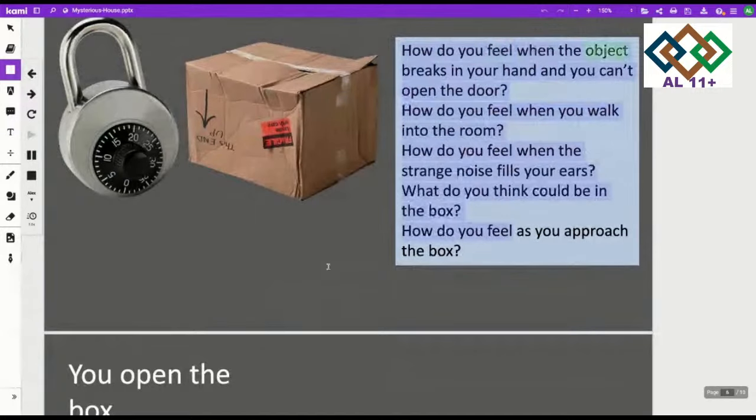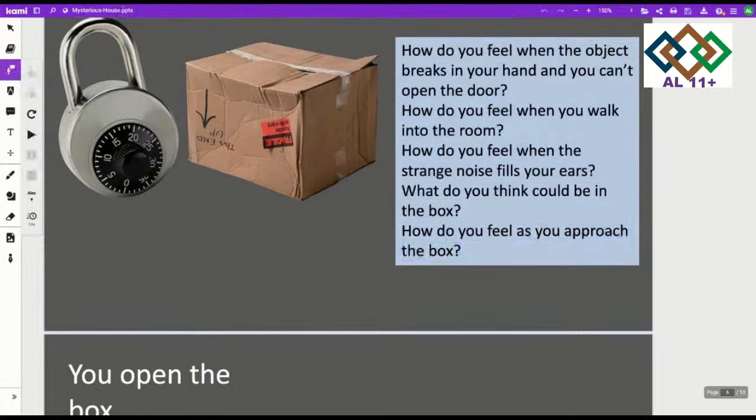How do you feel when the object breaks in your hand and you can't open the door? How do you feel when you walk into the room? How do you feel when the strange noise fills your ears? What do you think could be in the box? How do you feel as you approach the box?